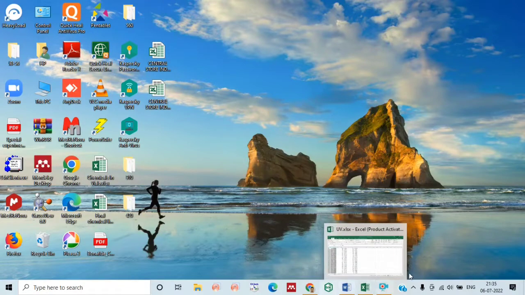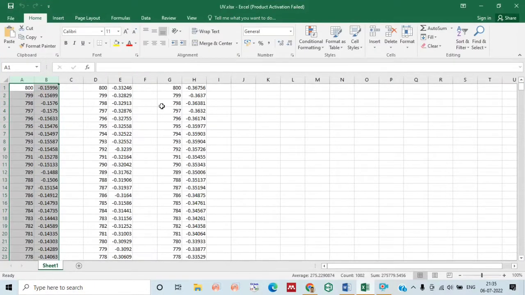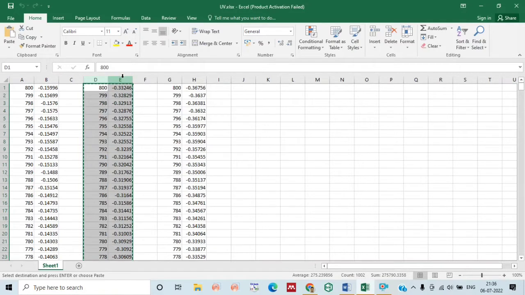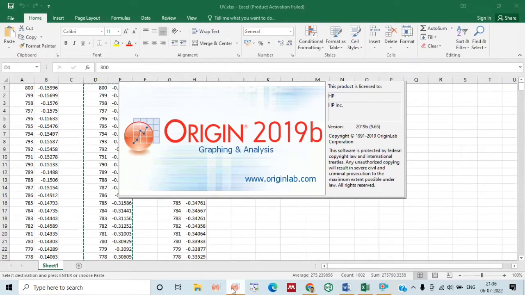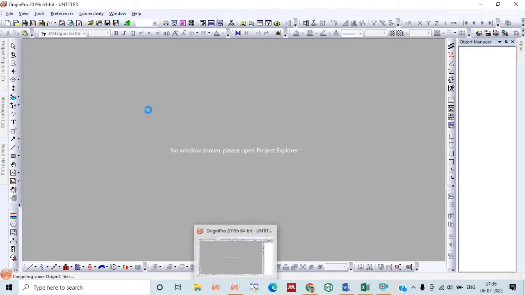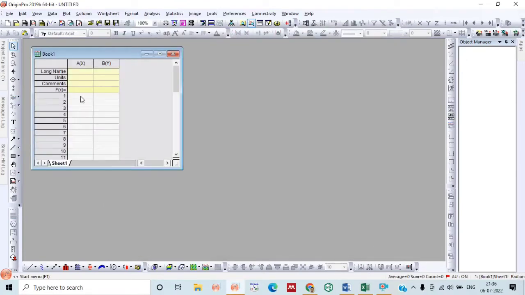Today we are going to see how to draw a Kubelka-Munk plot using Origin software and UV absorption data. So let's start today's video. So this is the absorption data. Just copy this. And we are using Origin 2019B software to obtain the Kubelka-Munk plot. Paste it in this workbook.